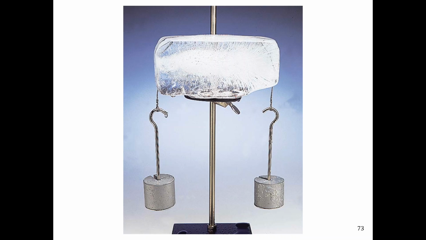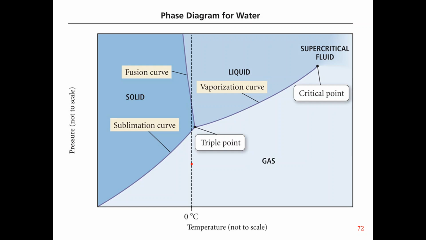So here's an interesting experiment. If you take a solid block of ice and hang two weights off of it in this way, what do you think will happen? So what are we doing? We're keeping the temperature the same, but we're increasing the pressure. So if we come back to here, keeping the temperature the same, at 0 degrees C, but increasing the pressure, what will happen? We're at this point, somewhere in here. But we're increasing the pressure, so we're going to go from a solid to a liquid.